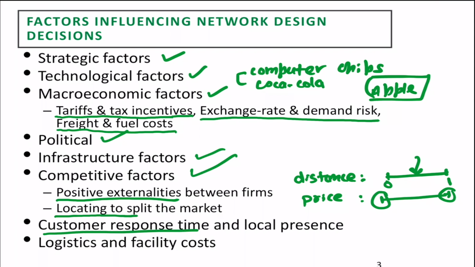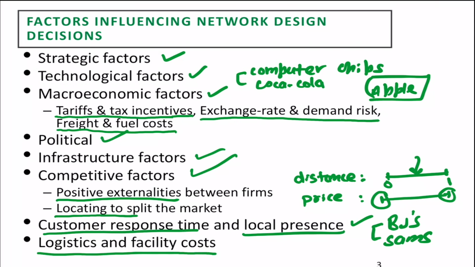Customer response time and local presence is another key factor that has impact on network design decisions. Companies like BJ's or Sam's Club, they target customers who are less time sensitive. But if customers like shorter response times, obviously they will like to go to some kind of convenience store. So there are many situations where a facility must be located closer to the customers, and one example is a coffee shop. So obviously a customer will not like to travel several miles to have coffee.